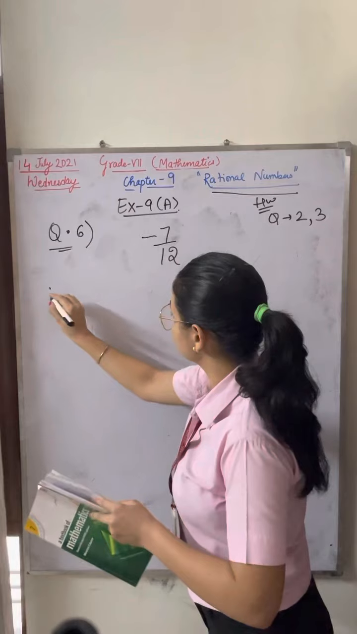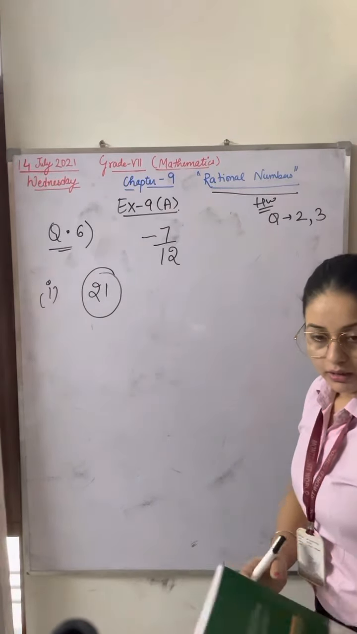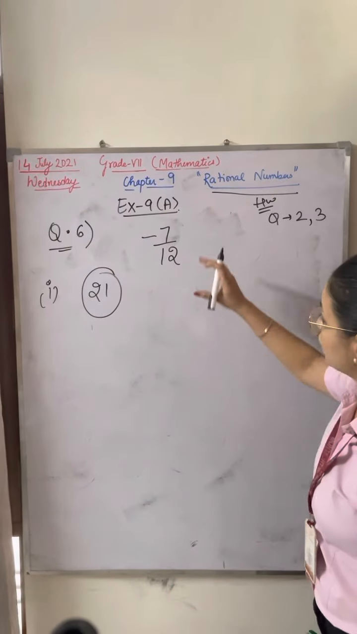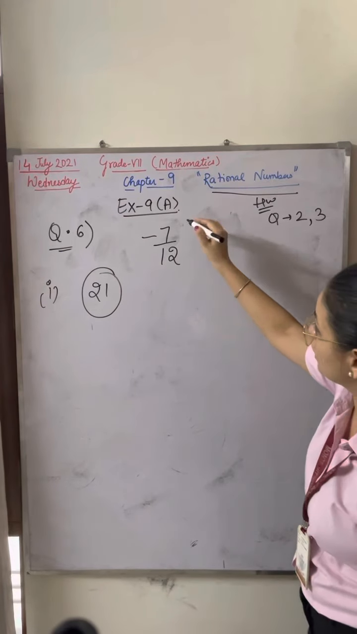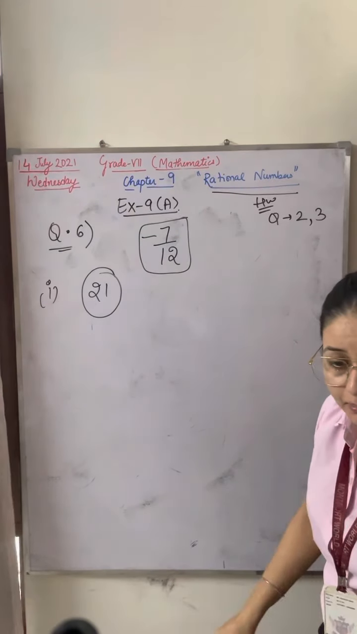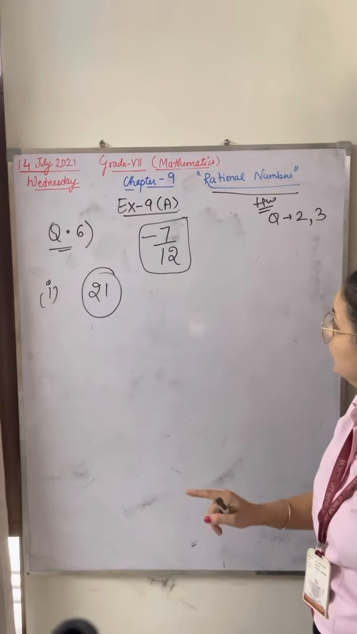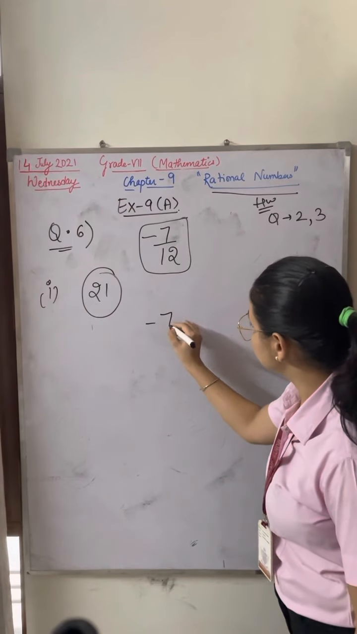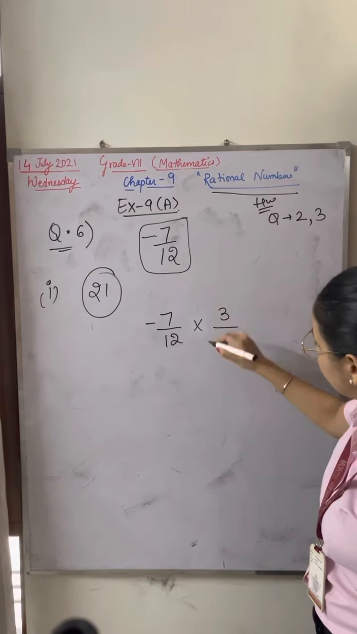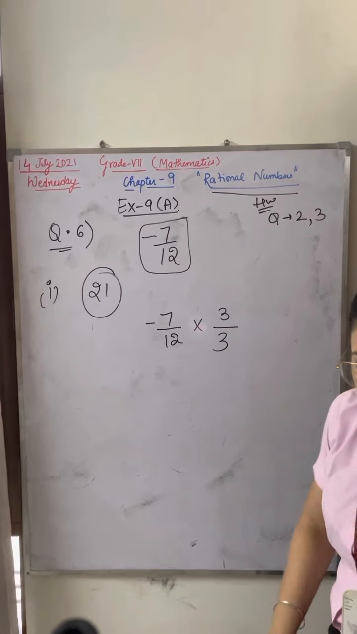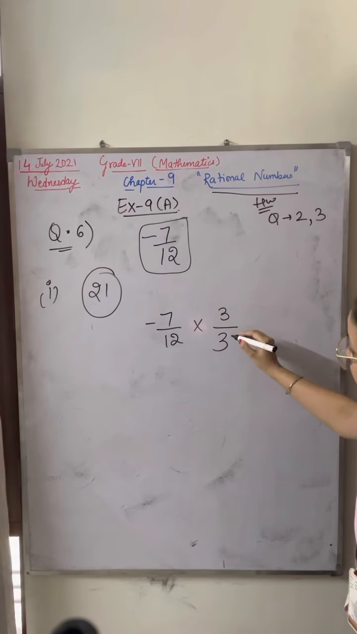It is the first part. You have to make your numerator 21. So by which number will you multiply, so that your numerator will be 21? Very good. So I'm writing here minus 7 upon 12. If I multiply with 3 here, then you have to multiply with the same digit here also. Whatever digit you are writing in the numerator, the same you have to write in the denominator.